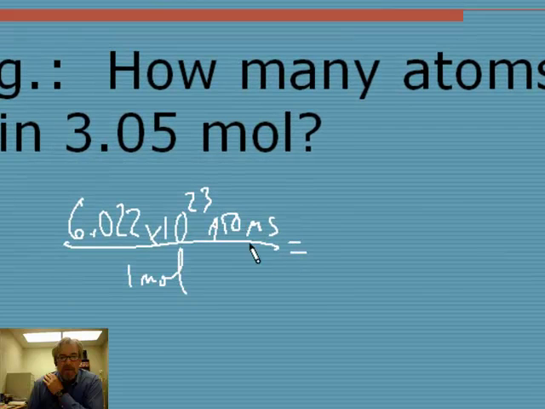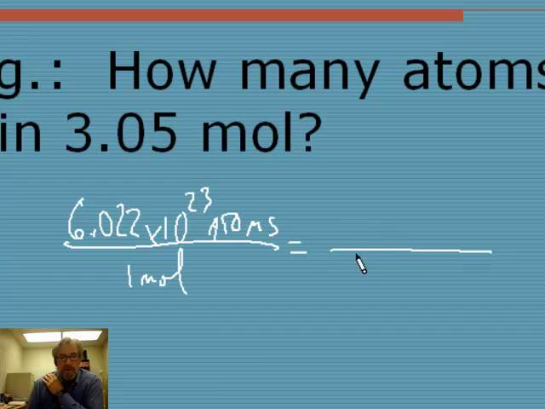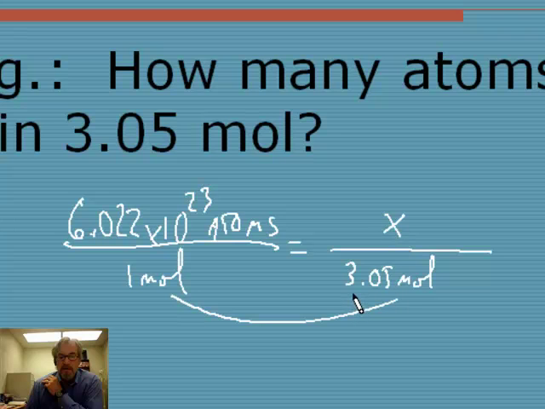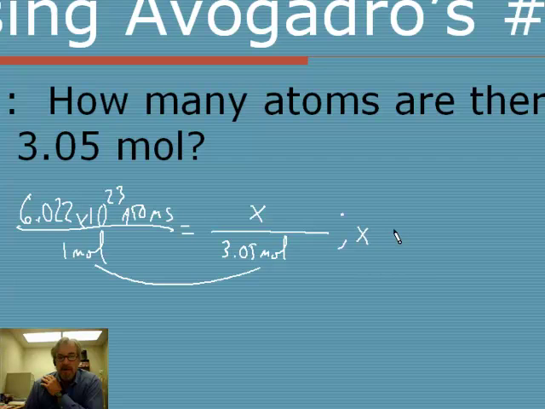On the right-hand side, then, I'm going to put my 3.05 moles on the bottom. Remember, you want to keep what's in the numerator for units in the numerator, and what's in the denominator for units you want to keep in the denominator. And my unknown is how many atoms, so I'll put x up there. Now I cross multiply and divide to find out what x is. So 3.05 times Avogadro's number comes out to 1.84 times 10 to the 24th atoms.